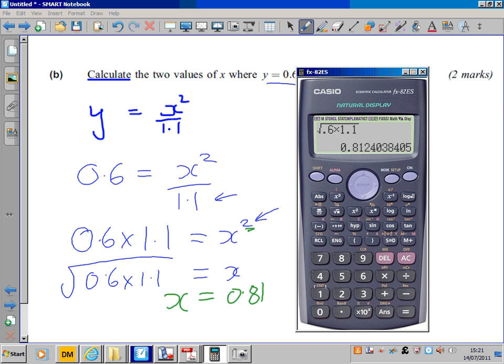But I've got to remember that whenever I take a square root, whenever I'm undoing the squaring by taking a square root, there's always two possible answers. The calculator gives me one, which is 0.81, but the other one is minus 0.81. Because minus 0.81 times by minus 0.81, the minuses cancel out, and we just get back to a positive again. So therefore, that is also a solution. So there's two solutions there. Got to make sure you write down both.